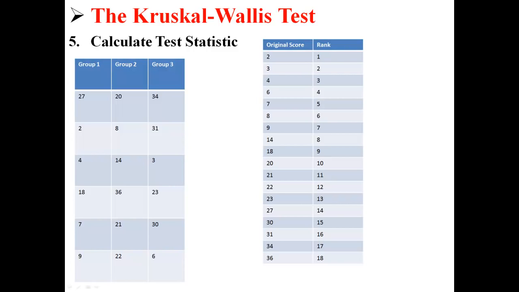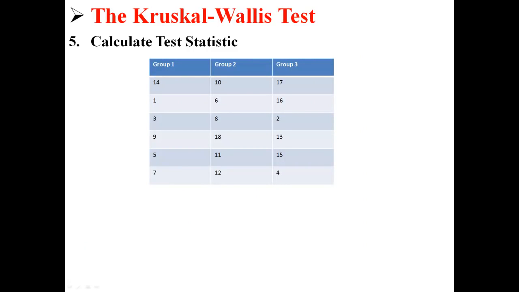Here we've just taken the original scores and ranked them. For example, our smallest score is 2, so that's rank 1, while our largest score is 36, so that's rank 18. So now I've changed the table to reflect that. We're no longer working with the original data, we're working with our ranks, because remember, our original data is ordinal. So now we have our table with our ranks.